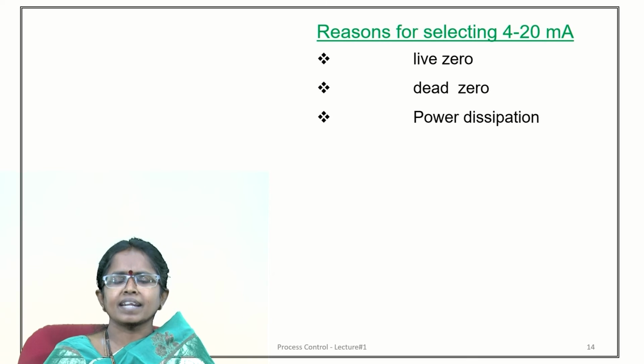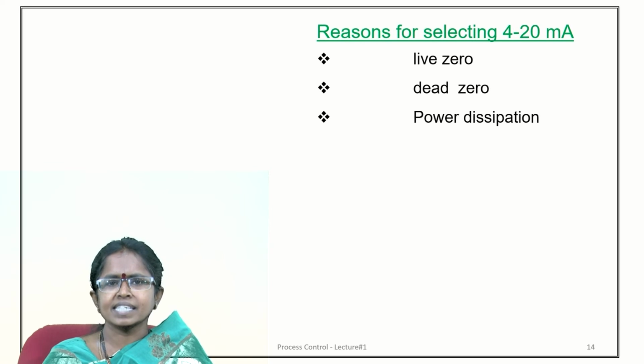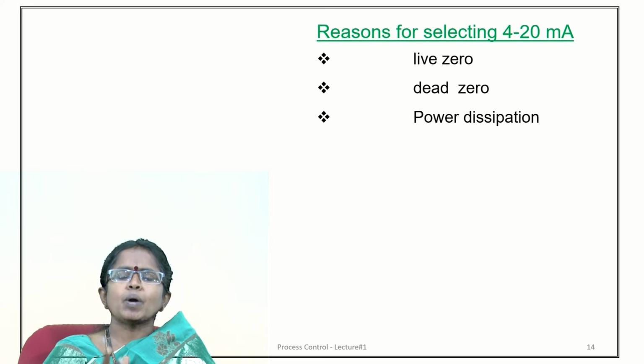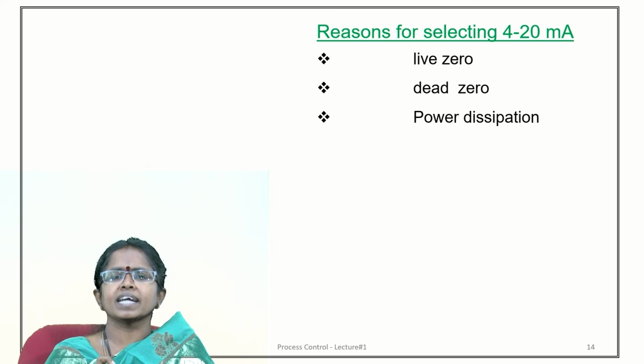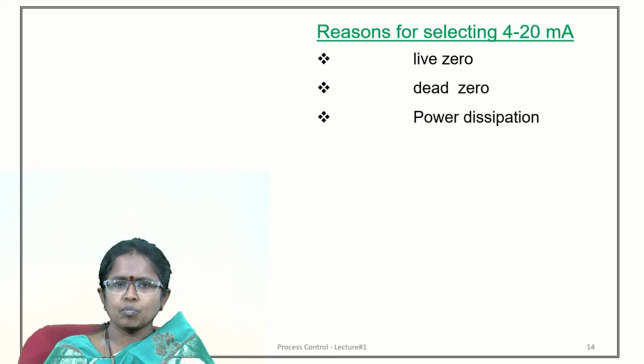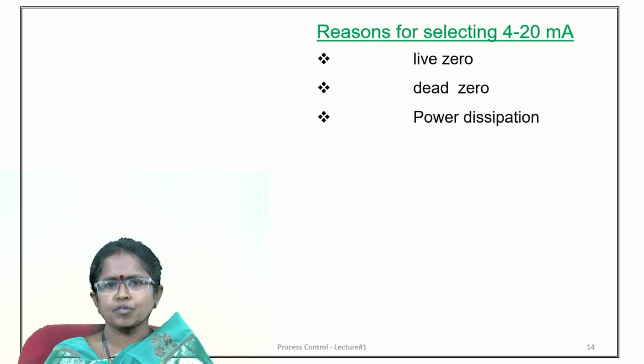In the same way, you can raise a question: why don't we use 12 milliampere, or why can't we restrict it to 16 milliampere? The reason is, if you decrease the range to 12 milliampere or 14 milliampere, the resolution is very small, right. And similarly, if you increase beyond 20 milliampere, the power dissipation will be more. So, 4 to 20 milliampere is chosen conveniently, which will give a voltage drop of 1 to 5 volt across a 250 ohm resistor. So, this is the reason for selecting 4 to 20 milliampere.